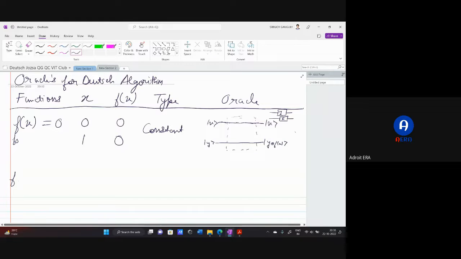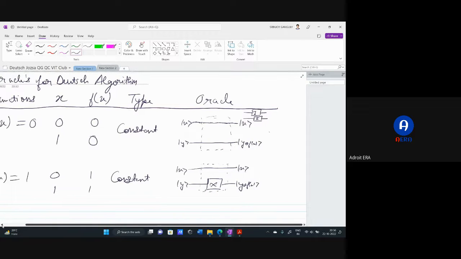Now I am doing f1. For f1 we were having all the outputs as 1 regardless of the input. So 0 maps to 1, and 1 maps to 1. This is also constant, right? And the oracle for this is simply applying an X gate in Qiskit. This is the type of oracle we have for this type of function, and again the same things you can write. I'm not going to write them again and again, but please note them down.